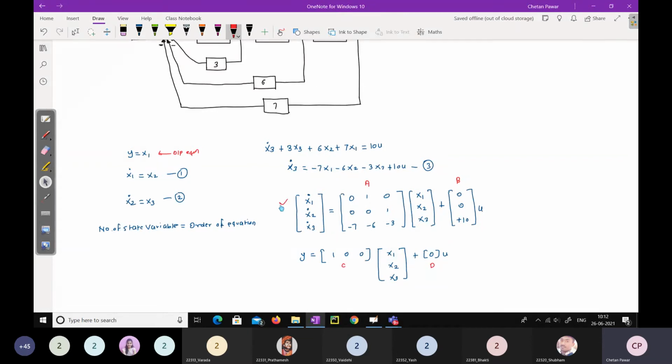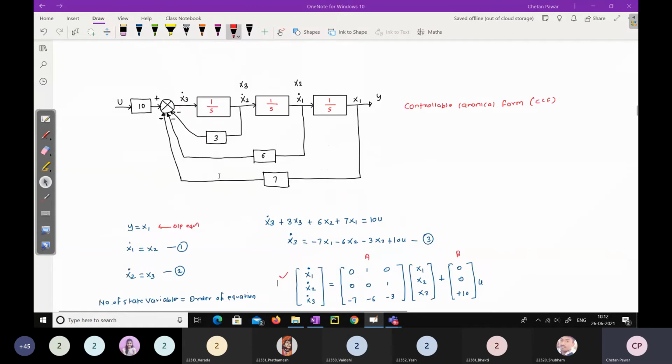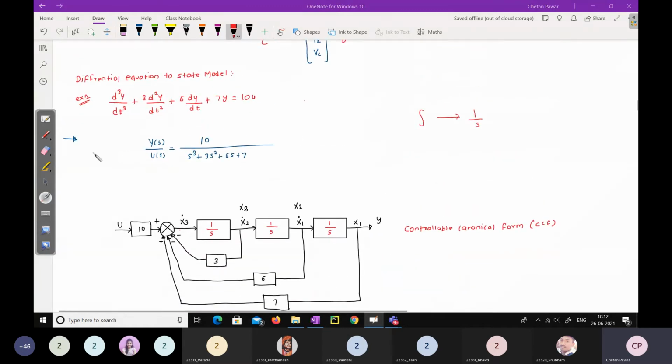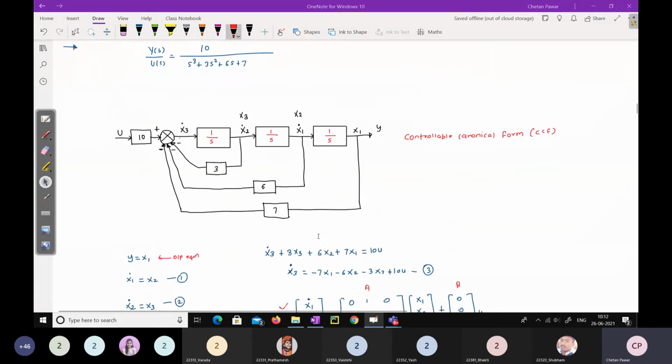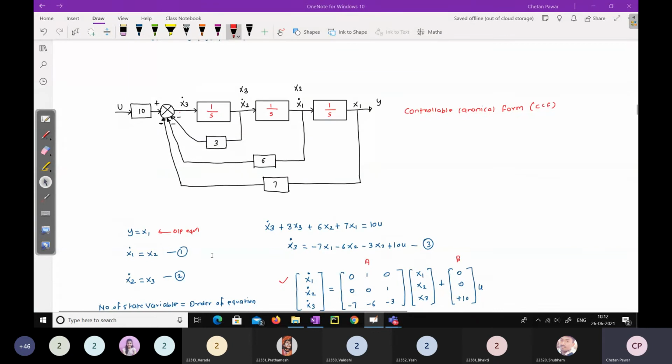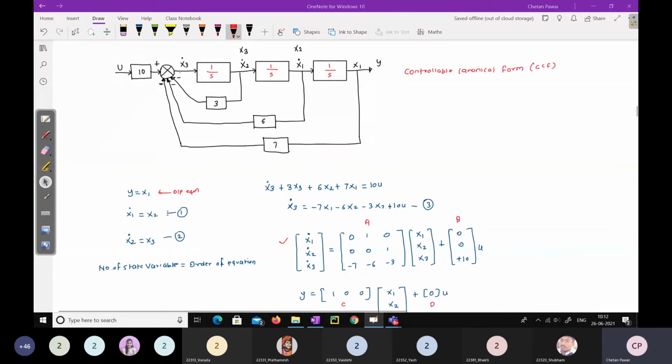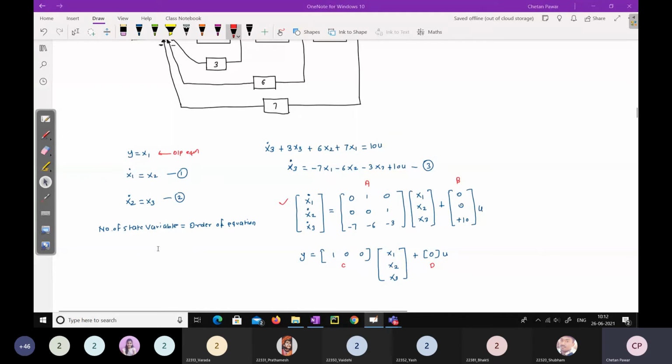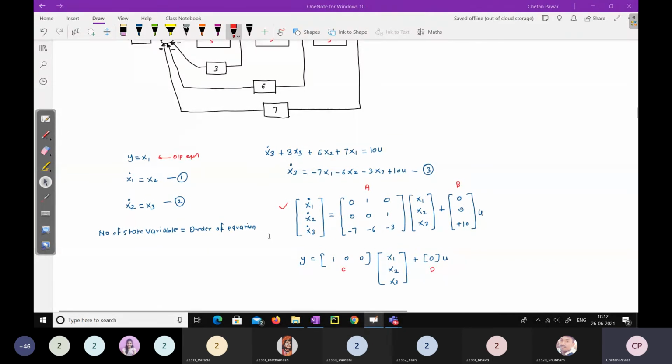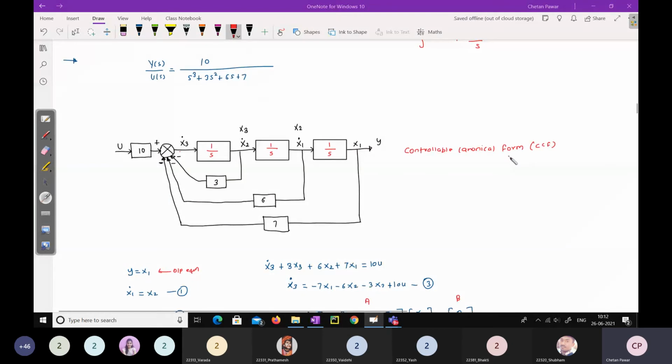So in this particular approach, what we have done is, if the differential equation is given, we have converted that into Laplace transform. So we got a transfer function. From the transfer function, we drew the diagram, and from the diagram we formed the equations, and from those equations I have formed the state model. So this is the state model. Now I will tell you the shortcut technique, okay, how to do it. Shortcut technique for controllable canonical form.